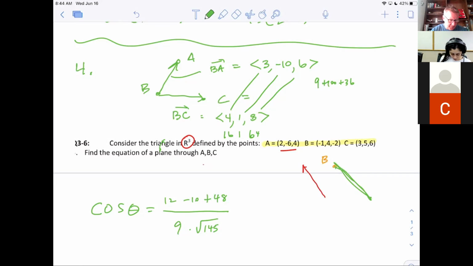So I'm going to do it in degrees. I'm in degrees. Good. Second cosine of, let's see, what's that number on the top? 50. 50 divided by 9 divided by the square root of 145. My machine says that would be 62.5 degrees. Don't care how you round it.